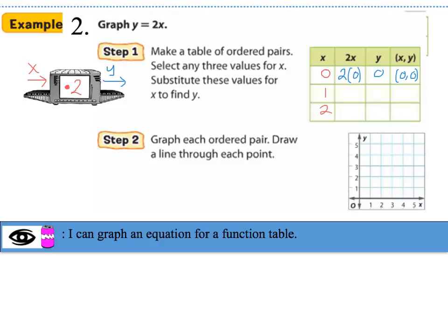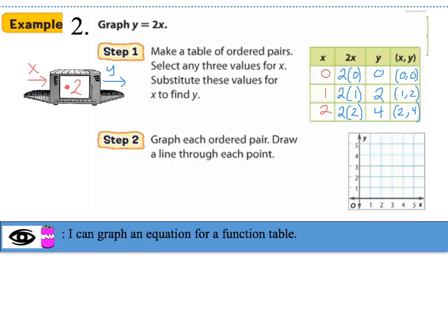Let's go ahead and take the second input value, which is 1. So I'm going to plug it into the machine, 2 times 1, and my output value becomes 2. So my ordered pair now becomes 1, 2. And let's take the last one, which is 2. Let's plug it into the function machine. So 2 times 2, my output value becomes 4. So my ordered pair becomes 2, 4.